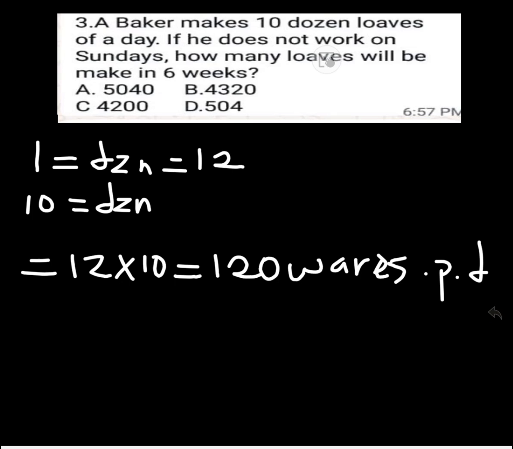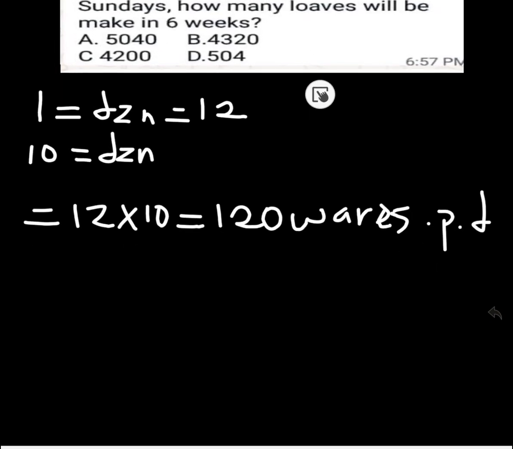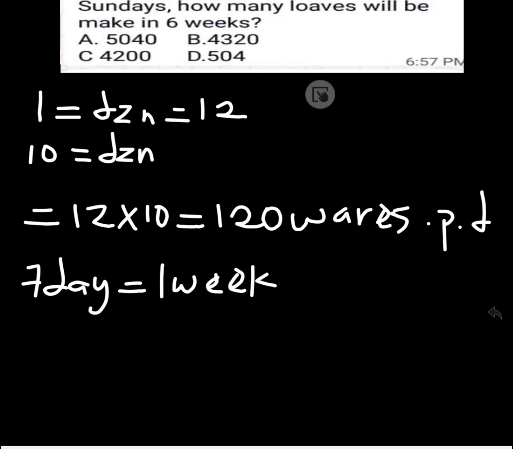Next, they say if he does not work on Sundays. We can't talk about the week now until we finish the dozen. How many days are in 1 week? 7 days equals 1 week. It's simple, that's what they teach in nursery school. So 7 days makes 1 week.